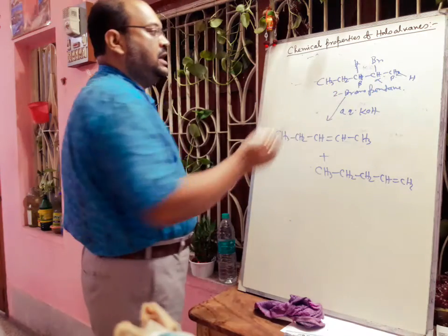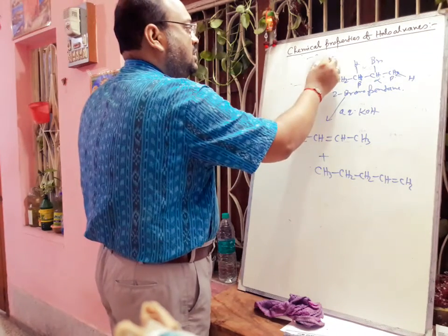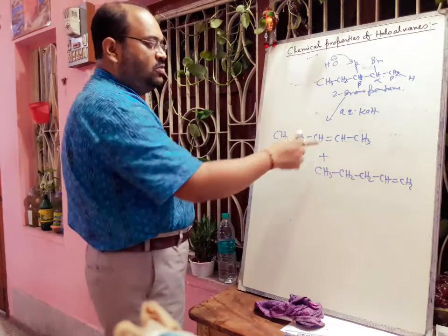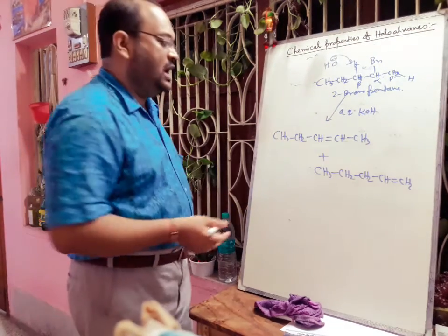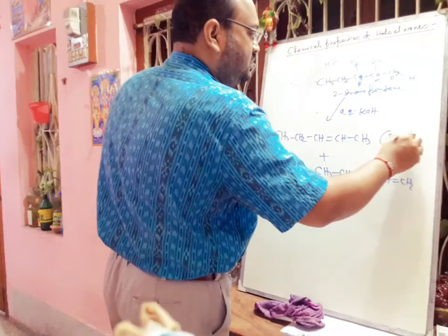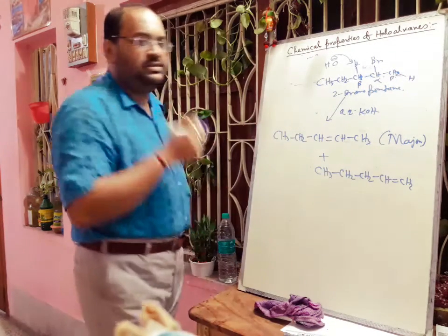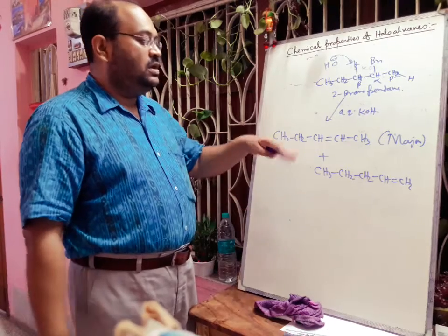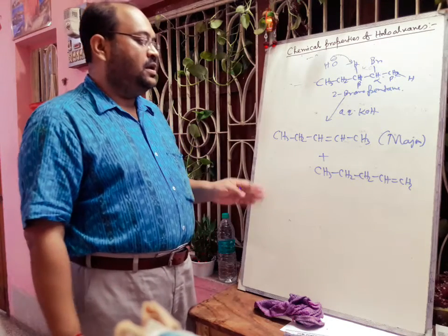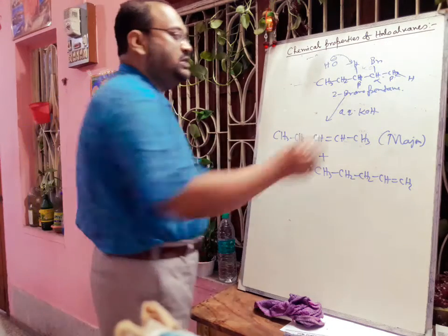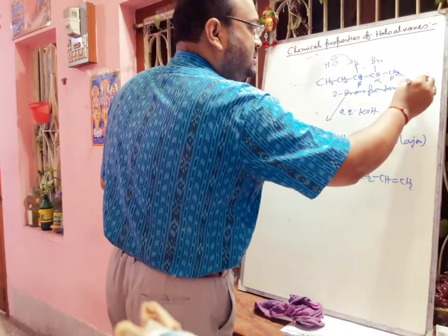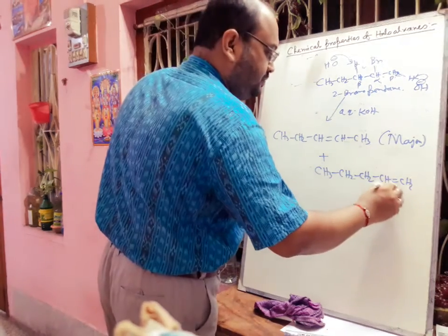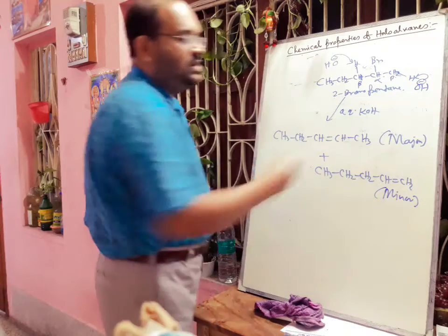So when that OH minus abstracts this proton, then this more substituted alkene is formed, and that will be the major product. We know that a more substituted alkene is very much stable because of better hyperconjugation, or an increased number of hyperconjugative structures. Now, if this OH minus abstracts this right side proton, then there will be a less substituted alkene, that will be the minor. So this will be the major product.